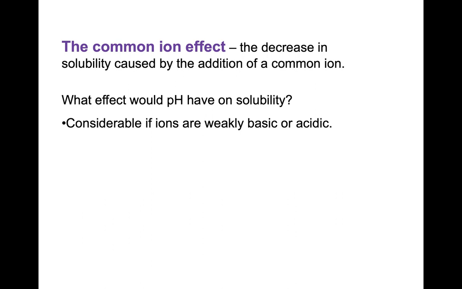I'm pausing because I wish you could answer. Considerable if the ions are either weakly basic or weakly acidic. So let's consider calcium carbonate, or marble. Calcium carbonate dissolves into calcium ions and carbonate ions. So if we think of, say, acid rain dissolving marble, why does that happen? Why is it that if the rain is more acidic, the marble dissolves faster?